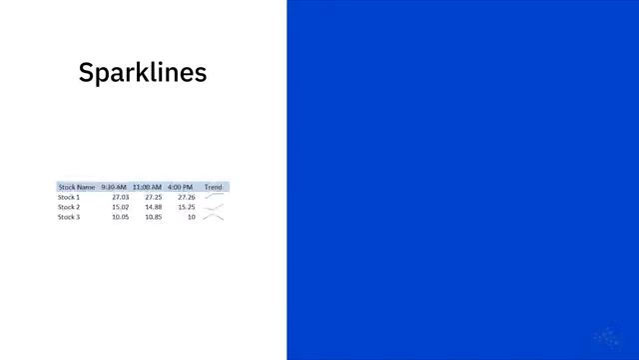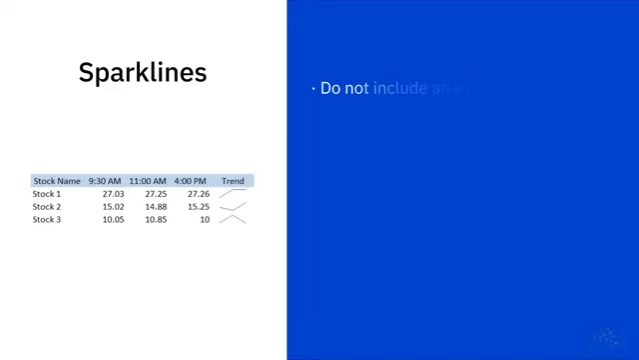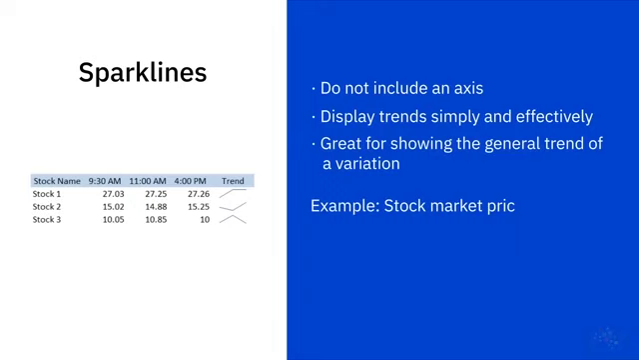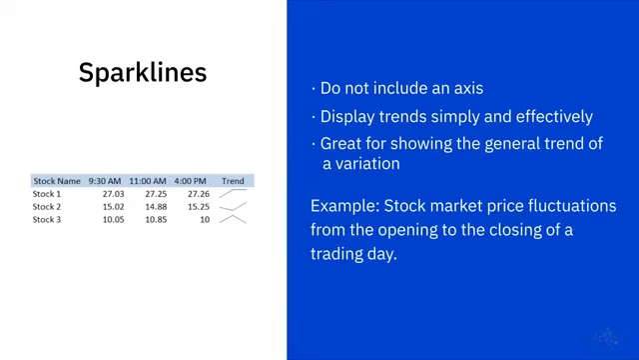Lastly, we have sparklines. Sparklines do not include an axis or coordinates, yet they display trends simply and effectively. These are great for showing the general trend of a variation. For example, stock market price fluctuations from the opening to the closing of a trading day.